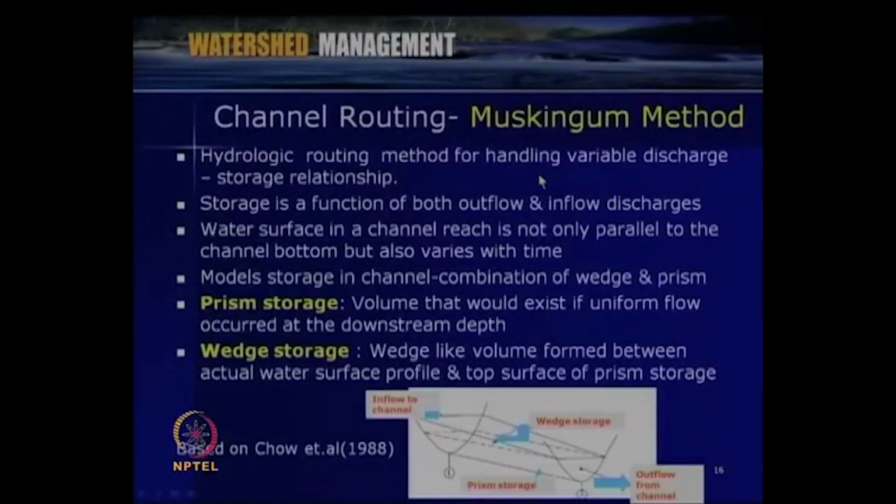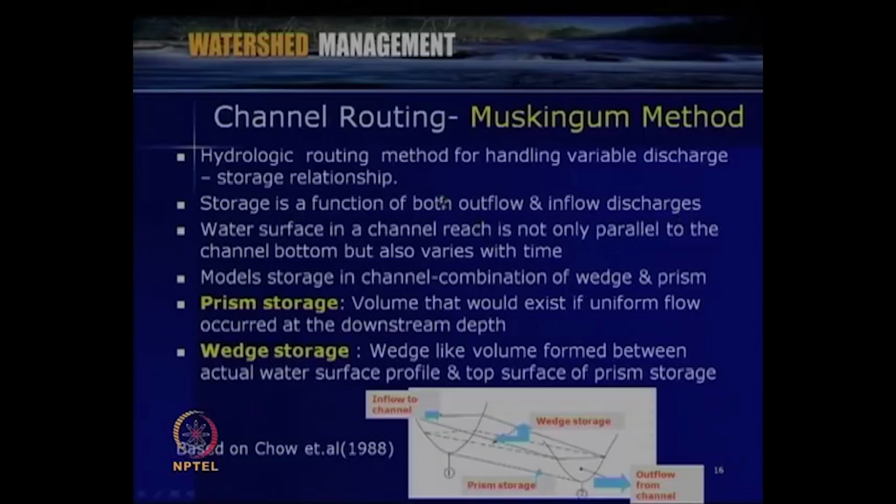So, here as you can see, the hydrologic routing method. This is a hydrologic routing method for handling the variable discharge, or the discharge and storage relationship. That is the essence of the Muskingum method. This is a hydrologic routing based upon the continuity equation. Storage here is a function of both outflow and inflow discharges.